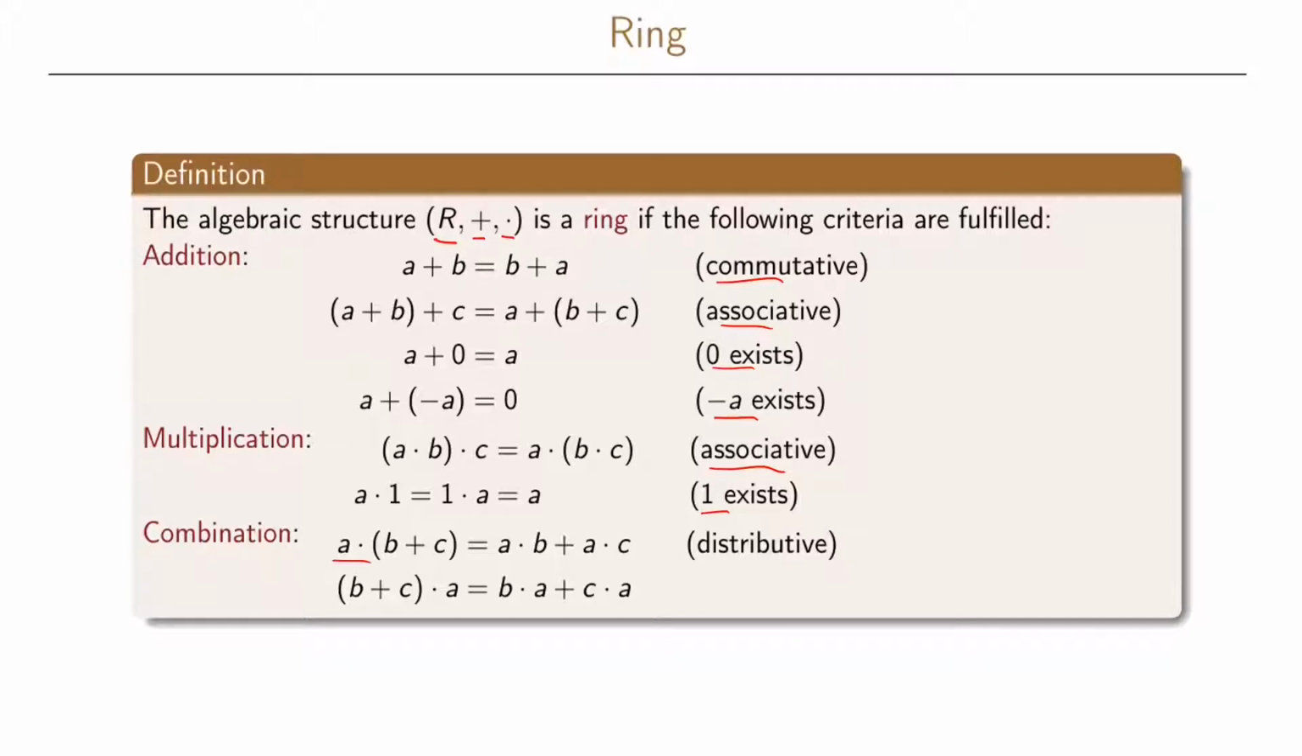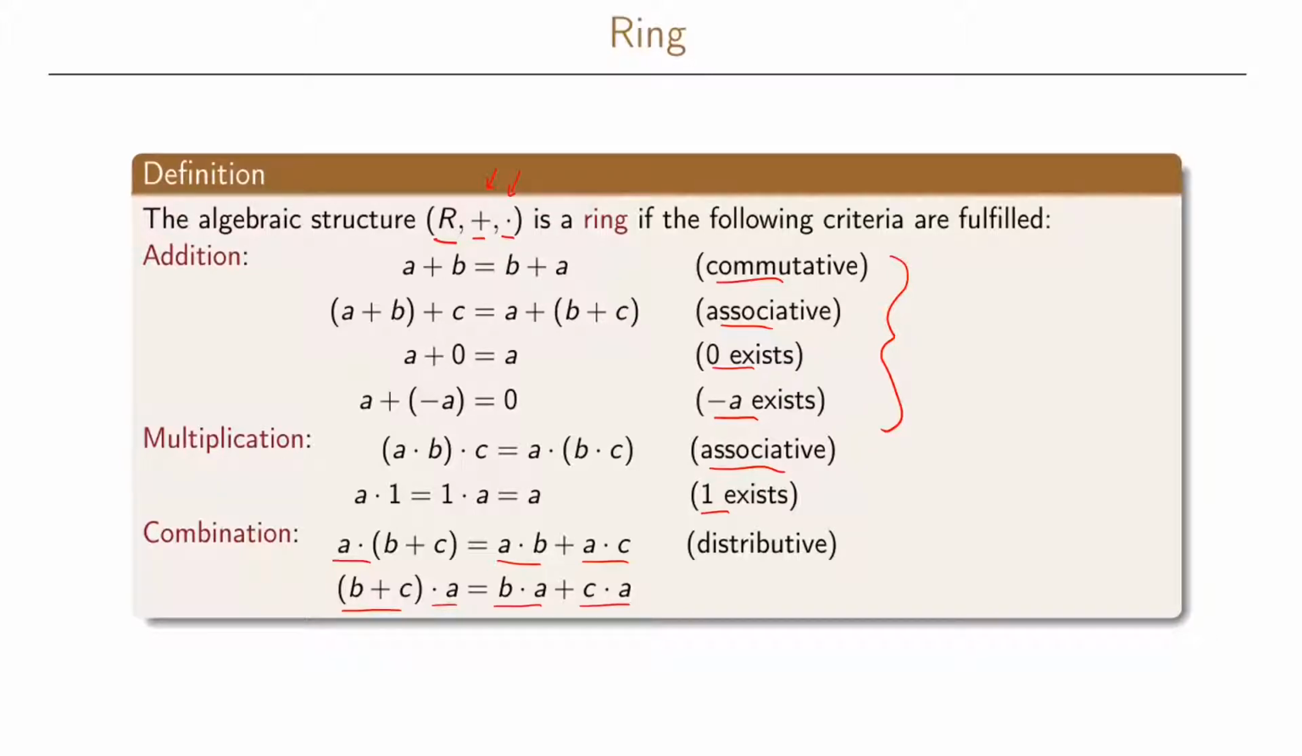So A times (B plus C) will be A times B plus A times C, and (B plus C) times A will be B times A plus C times A. There are a few things that we can note here. First of all, we have two operations instead of one, as we had in the case of a group. And second, if we look at the addition operation, then these four will correspond to the definition that we had for a commutative group. So we can say that a ring is a commutative group under the addition operation.